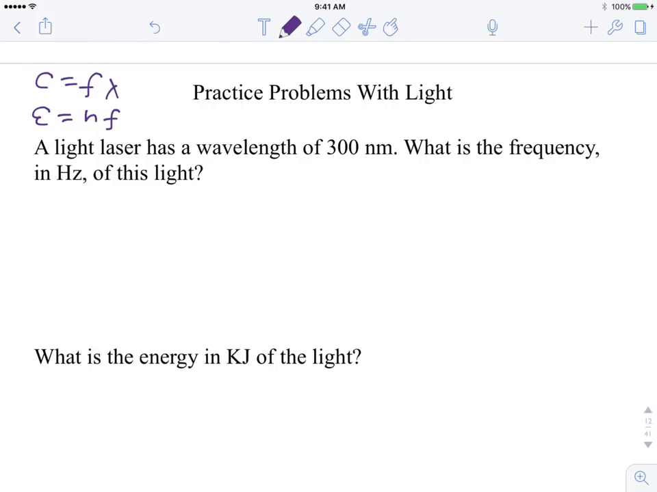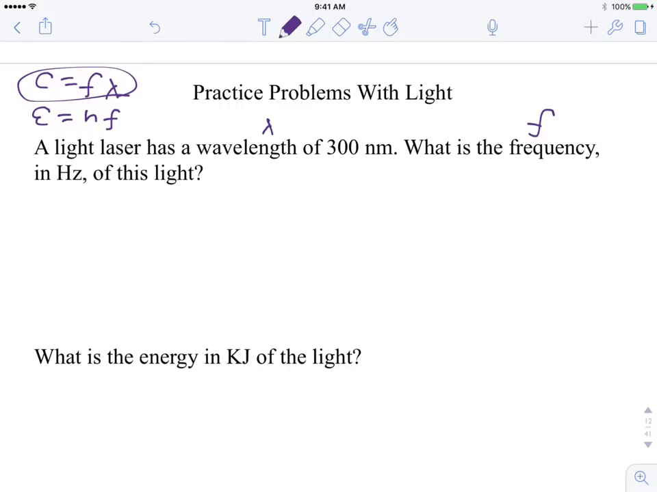So we have to determine which one we are going to use. Well, they give us a wavelength, so this is my lambda, and they're asking me for the frequency. Since I have the wavelength and I want the frequency, I'd probably go with this one up here.